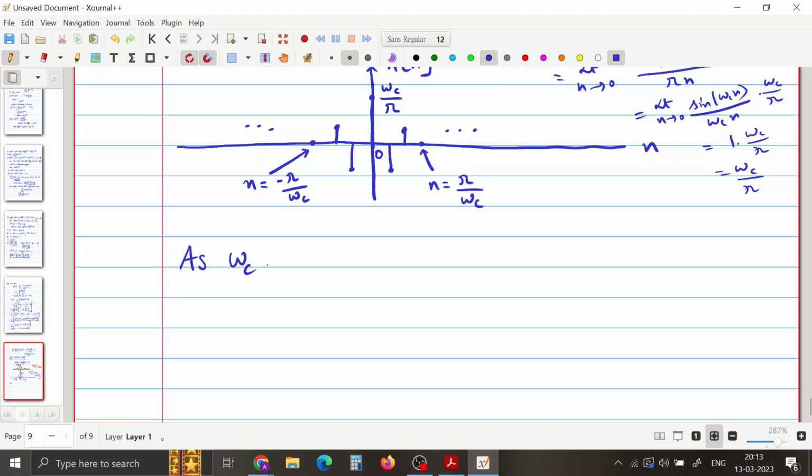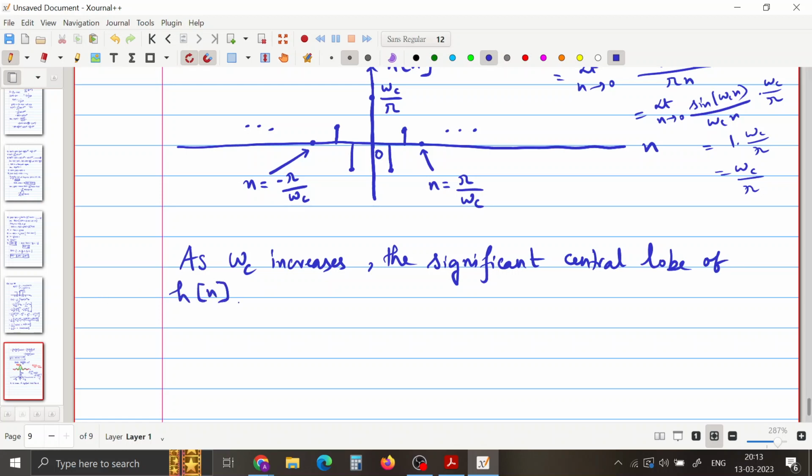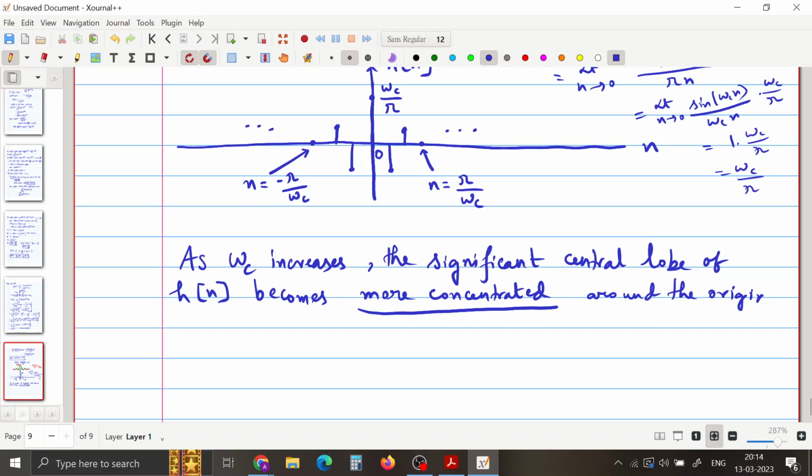So the thing is, as omega c increases, the significant central lobe, the main lobe, of h of n becomes more concentrated around the origin. That's it.